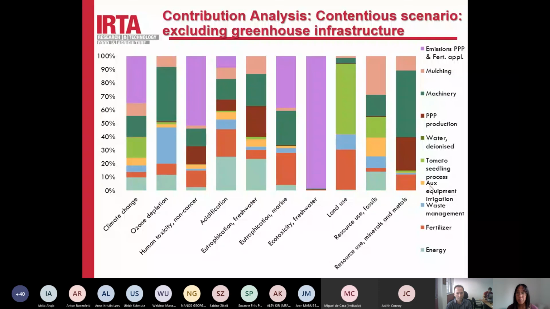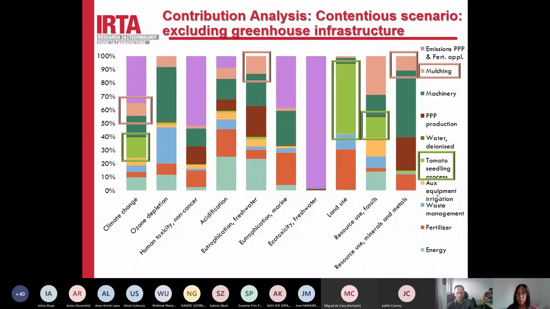In regards to the impacts of the LDPE mulching and peat substrate, which are seen here, they also contribute to many categories. As you can see in the pink, the LDPE mulching contributes a lot to climate change, freshwater eutrophication, resource mineral and metals depletion, and fossil resource use depletion, which has to do with energy. And peat can contribute quite a lot to land use, fossil use, and climate change.